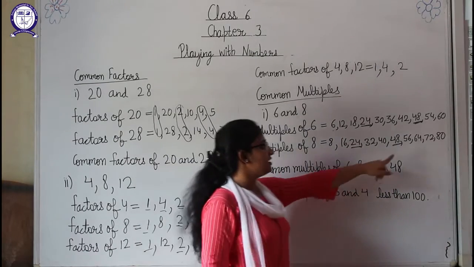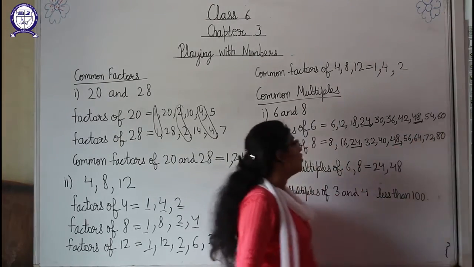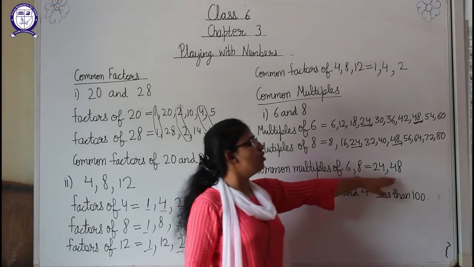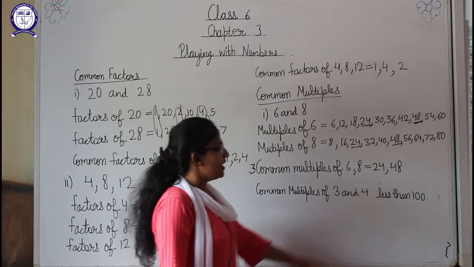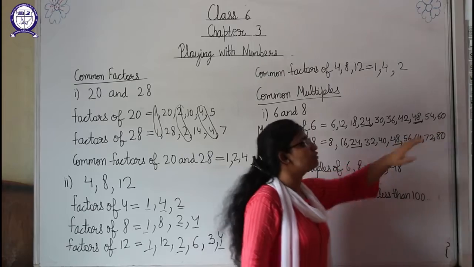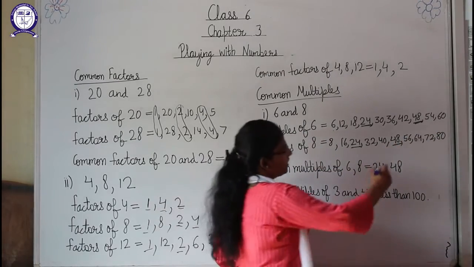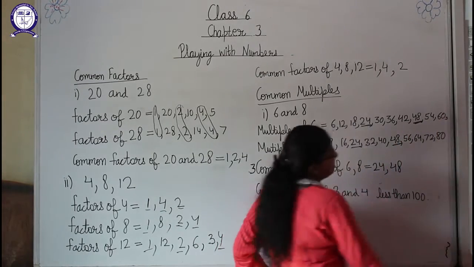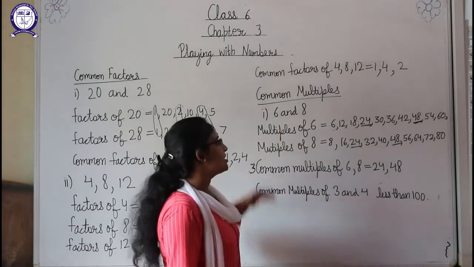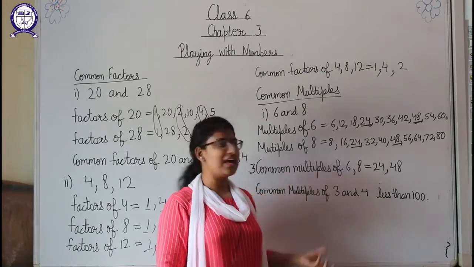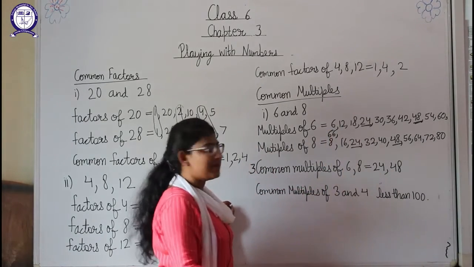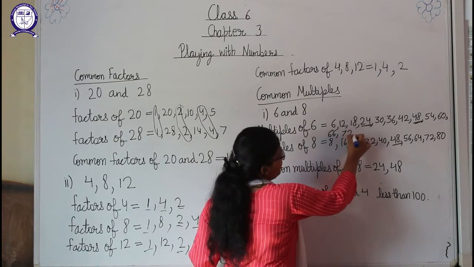Now we will start checking here, it is 54, 60 and then it's over. But here we have to tell 3 common multiples, students, and we are getting only 2. So in this case, here are more multiples of 8, but the multiples of 6 are over. So we will try to find more multiples. After 60, that is 6 into 10, we will write the multiples of 6 by multiplying 6 by 11. So 6 multiplied by 11 will give us 66. Then 6 multiplied by 12 will give us 72.